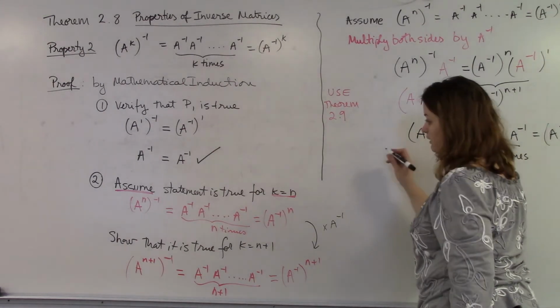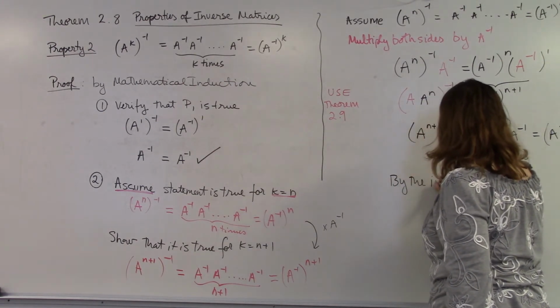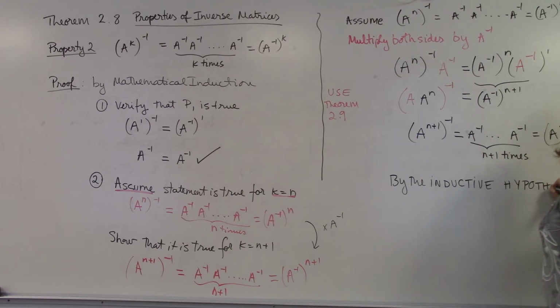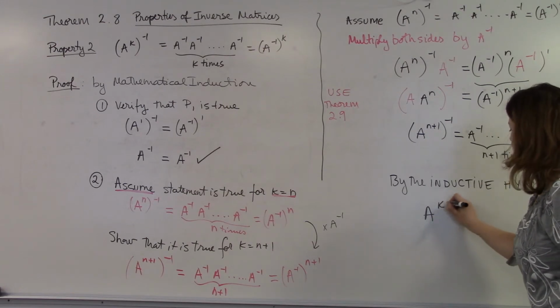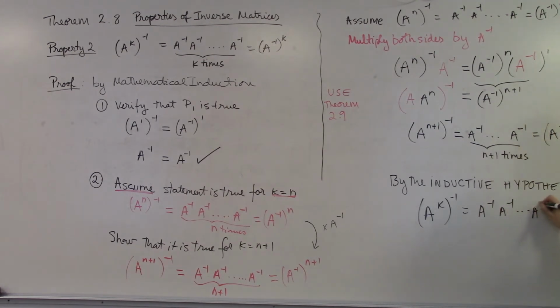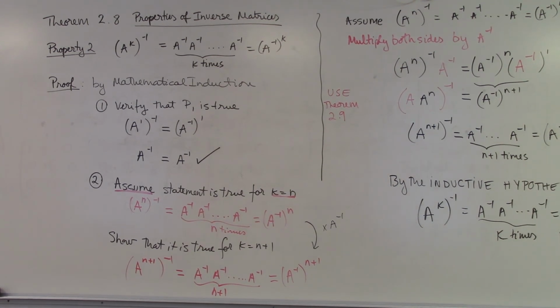Then, of course, since we applied induction, by the inductive hypothesis, A to the k to the power minus 1 is equal to A inverse, k times, which is A inverse to the power k, for all positive integers k. Oh, you couldn't see that. There we go.